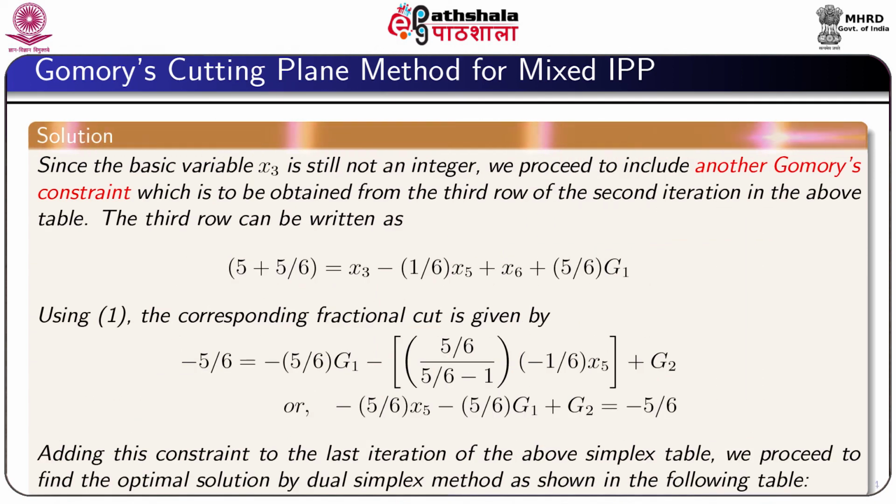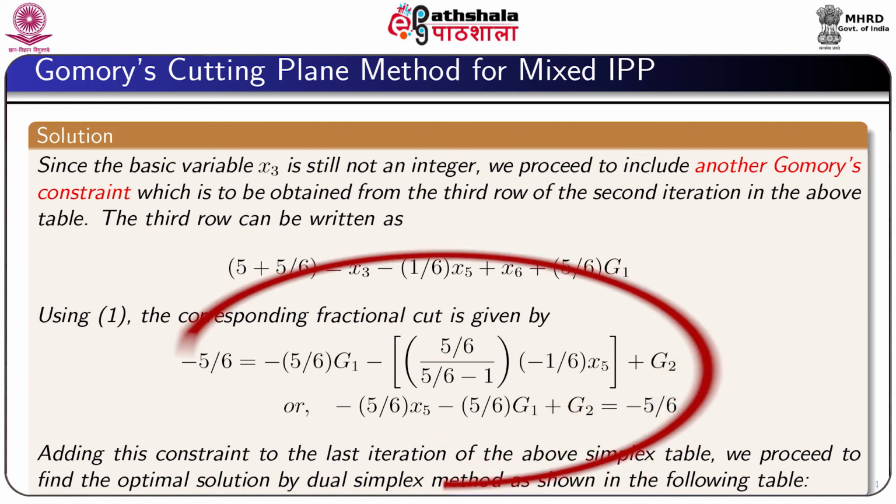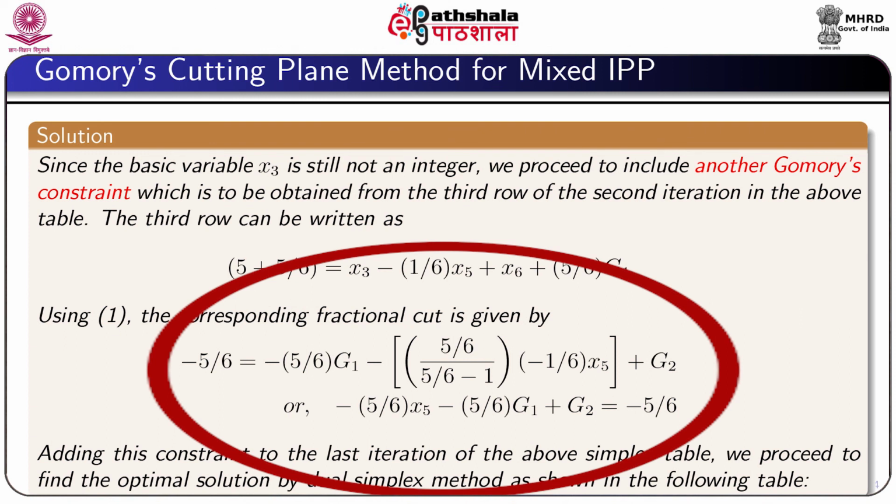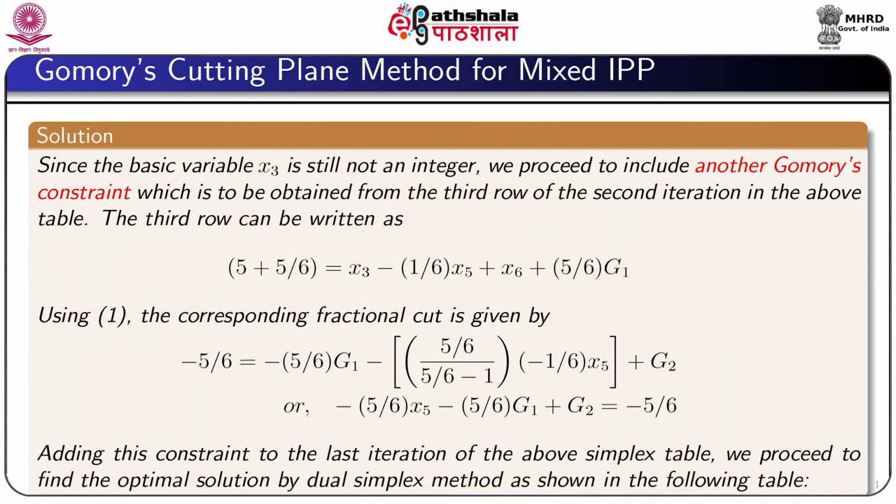For this, we consider the third row, which can be written as 5 plus 5 by 6 equal to x 3 minus 1 by 6 into x 5 plus x 6 plus 5 by 6 into g 1. Using equation 1, the corresponding fractional cut is given by minus 5 by 6 is equal to minus 5 by 6 into g 1 minus 5 by 6 by 5 by 6 minus 1 whole into minus 1 by 6 into x 5 plus g 2, where g 2 is the second Gomorian slack.